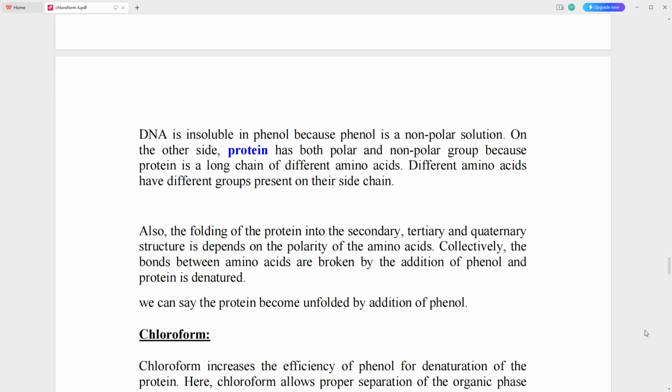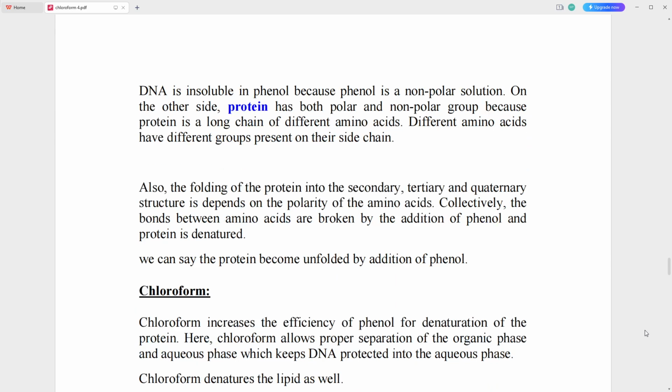DNA is insoluble in phenol because phenol is a non-polar solution. On the other side, protein has both polar and non-polar groups because protein is a long chain of different amino acids. Different amino acids have different groups present on their side chain. Also, the folding of the protein into the secondary, tertiary and quaternary structure depends on the polarity of the amino acids. Collectively, the bonds between amino acids are broken by the addition of phenol and protein is denatured. We can say the protein becomes unfolded by addition of phenol.